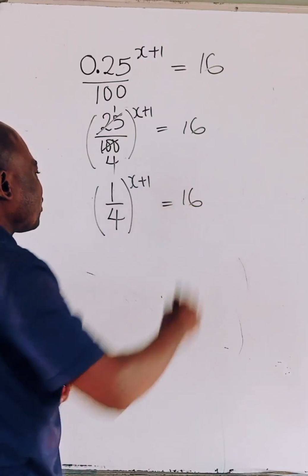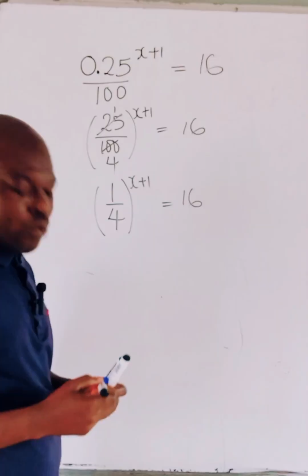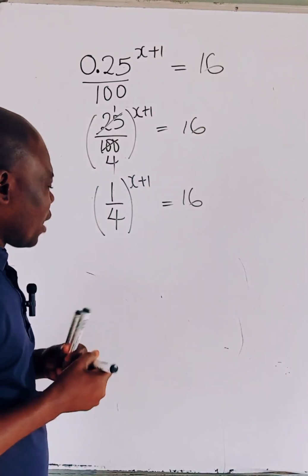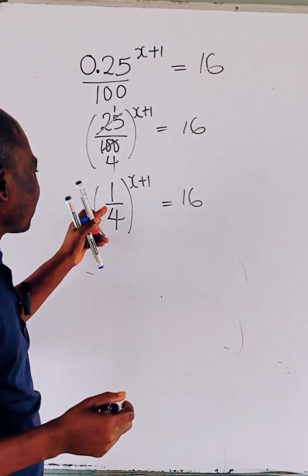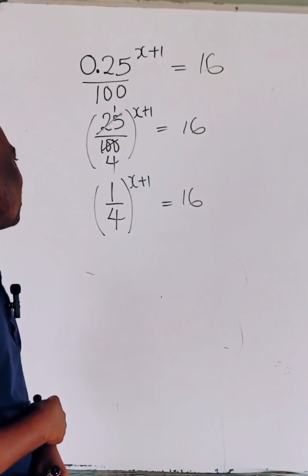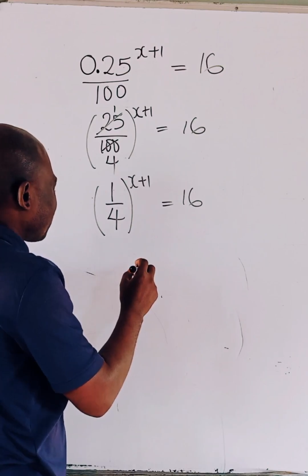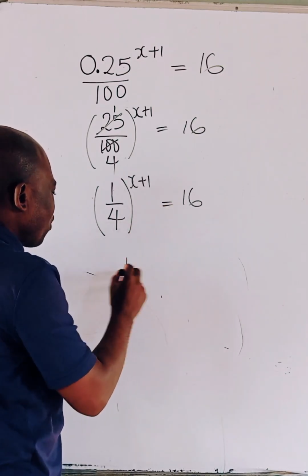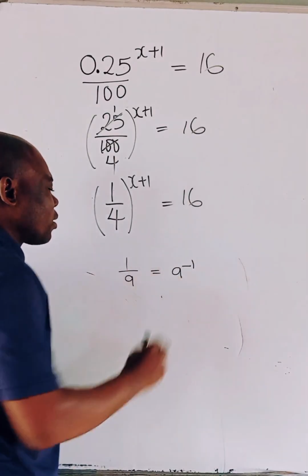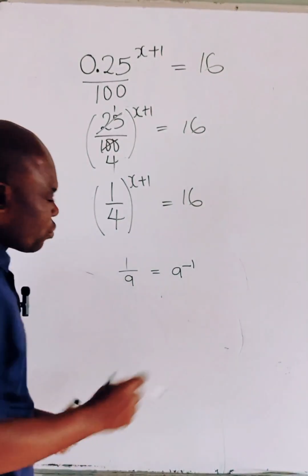equal to 16. All right, so this is a fraction now, and this is a whole number. So for us to resolve this, what we're going to do now is to make this one to be in this form. One of the rules of indices states that a raised to the power of negative 1 is the same thing as 1 all over a. So we're going to make use of this rule.